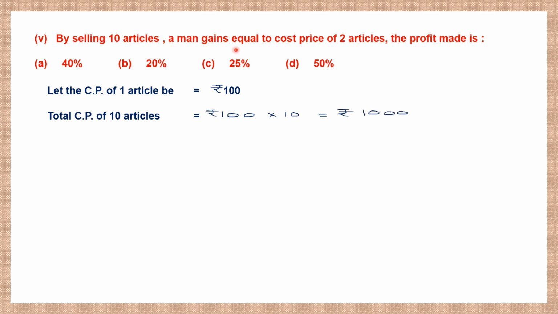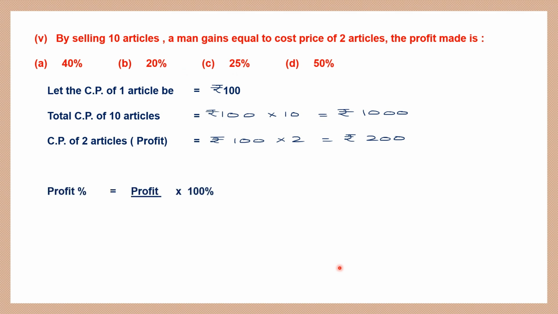Now what is his gain? His gain is the cost price of 2 articles. So that means cost price of 2 articles or the profit is 100, which is the cost price of 1 article, into 2. So that is 100 rupees into 2, which makes it 200 rupees. So now we have the cost price of 2 articles, which is the profit. We have the profit, we have the total cost price. Now we have to find the profit percent by using the formula profit by cost price into 100%.